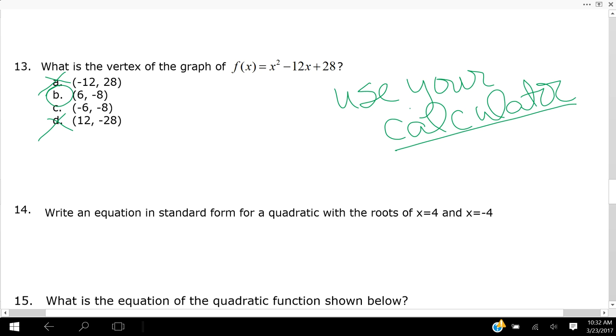All right, standard form. X plus 4, x minus 4. Actually, it's the other way around, but it all comes out the same. X squared minus 16.